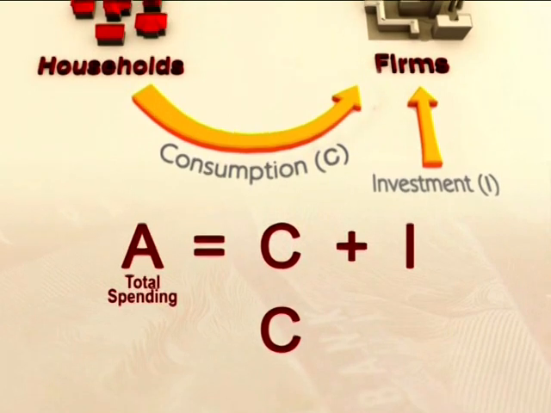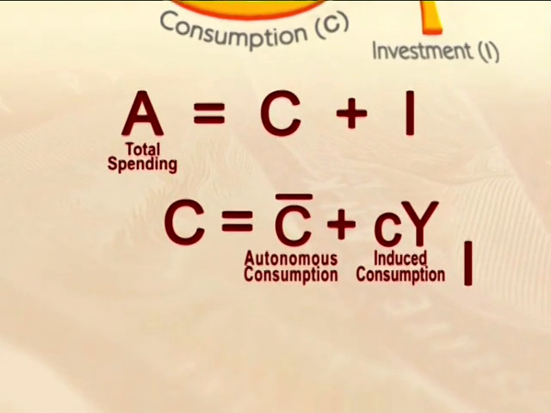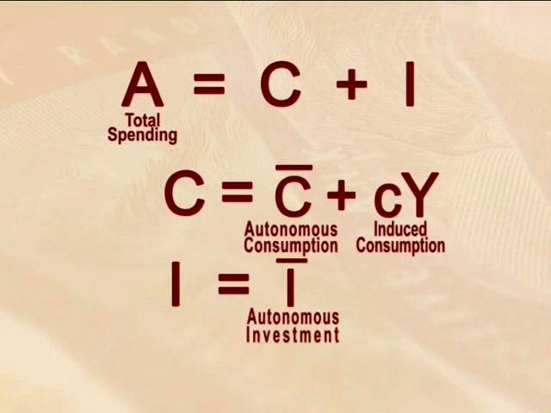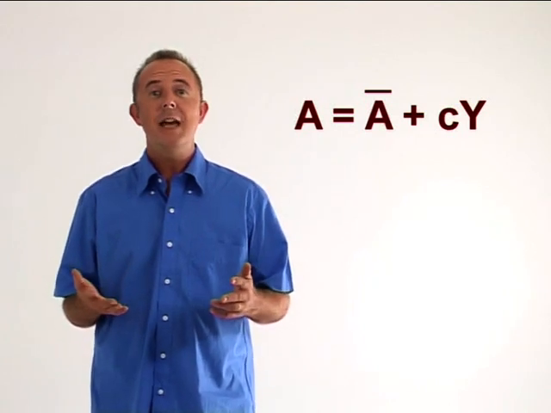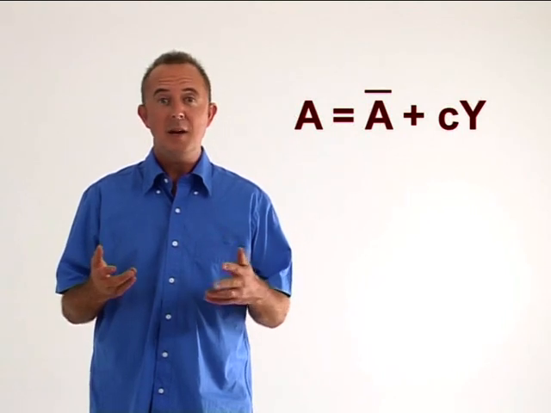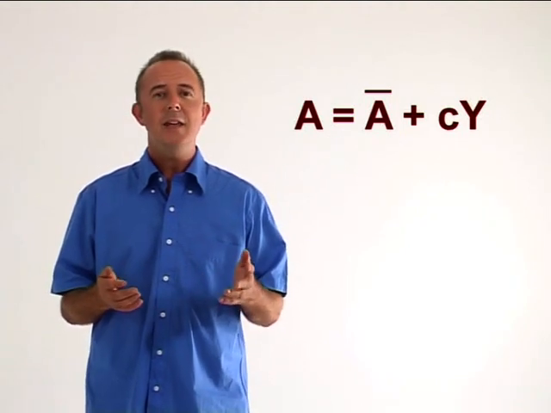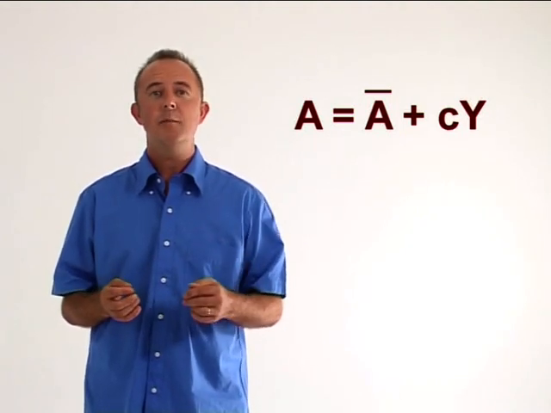We know that the consumption spending part of this includes autonomous consumption, C bar, that level of consumption that's independent of income. And it also includes induced consumption, the product of c, our marginal propensity to consume, multiplied by our income. Investment spending, I, is all independent from any level of output, so it's just I bar. And so our spending function is therefore aggregate or total spending is equal to autonomous spending plus our marginal propensity to consume multiplied by our income. So A equals A bar plus c times Y.